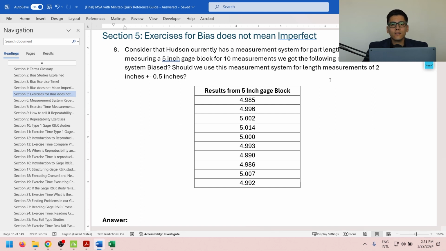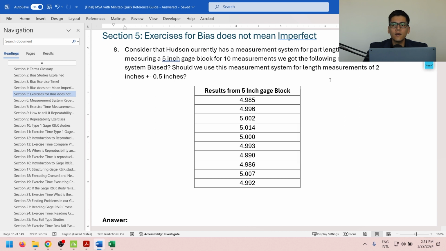We will now tackle section number 5. It is a continuation of section number 4. We will now cover a couple of key exercises to determine if the bias calculated is significant or not for our measured tolerance. So let's consider that Hudson currently has a measurement system for part lengths.